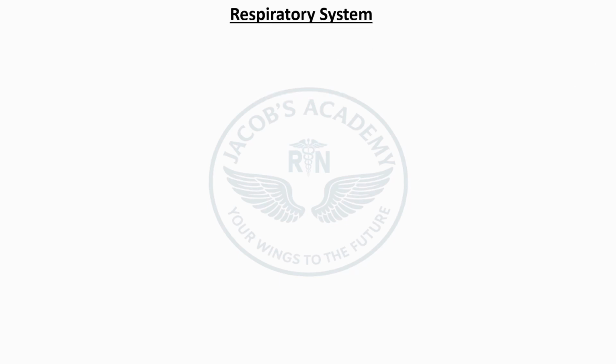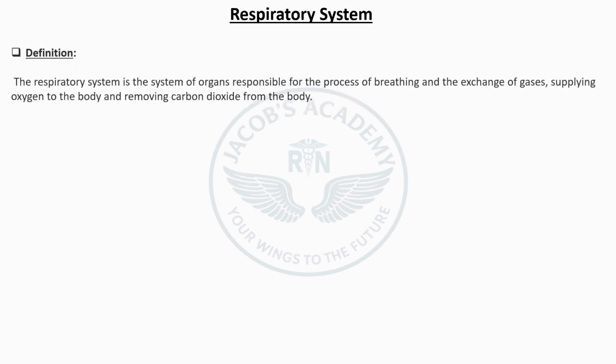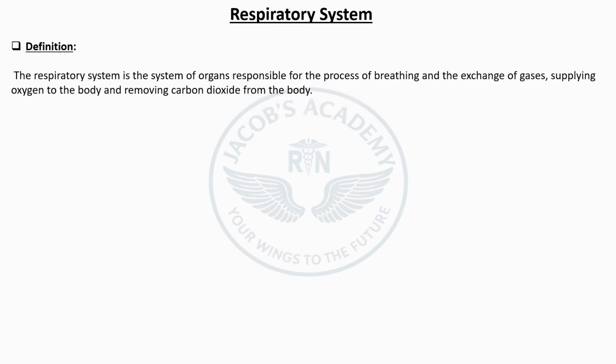Now let us understand the respiratory system. First we can see the definition. The respiratory system is the system of organs responsible for the process of breathing and the exchange of gases, supplying oxygen to the body and removing carbon dioxide from the body, which is a waste product of metabolism. And oxygen is very essential for cellular respiration and energy production. So by removing carbon dioxide, it will help to maintain normal body functions.